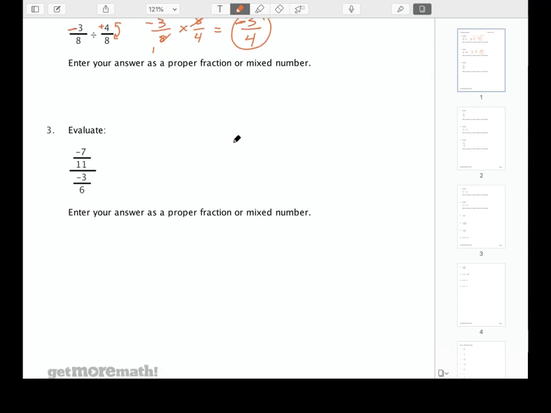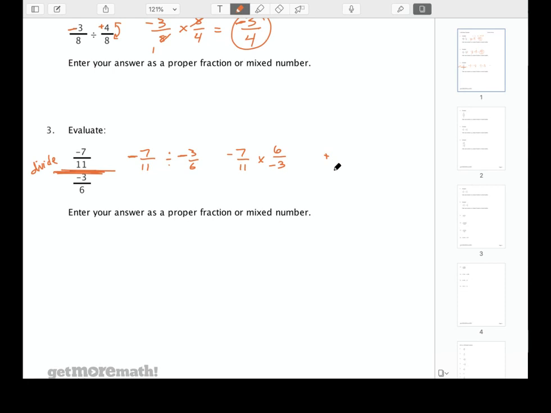So then you run into something like this, and this is the same thing. This fraction bar means divide, but it is different, and I forgot about that when I was doing notes yesterday. So I'm going to do this here real quick. This is the same thing as saying -7/11 divided by -3/6. So now division is the same thing as multiplying by the reciprocal. Negative times negative is going to be positive.